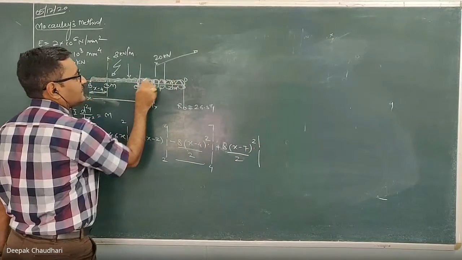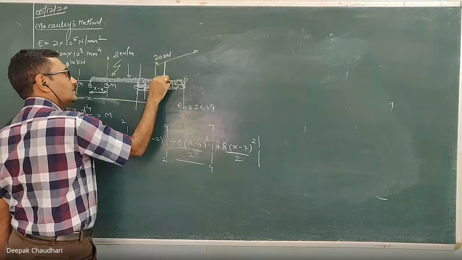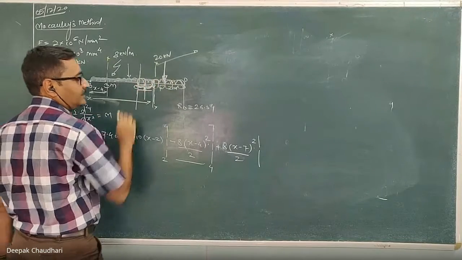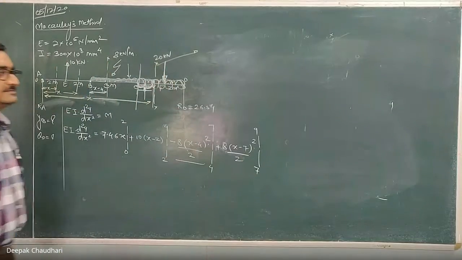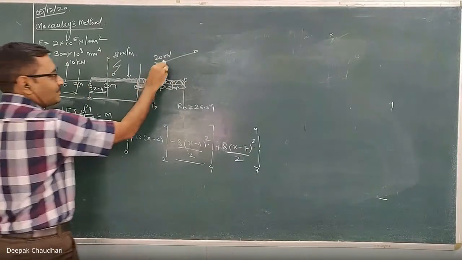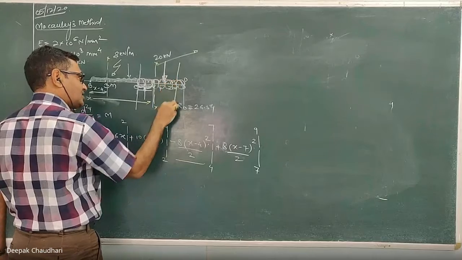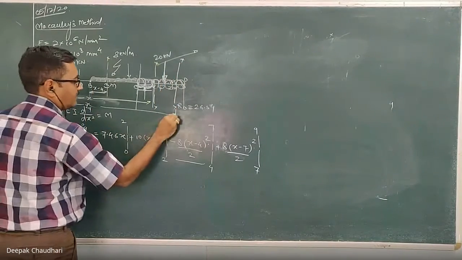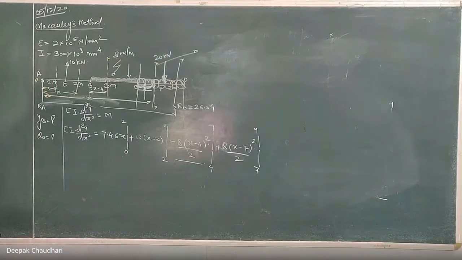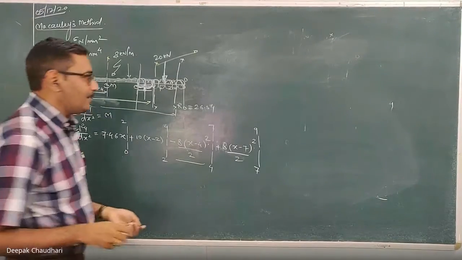This equation is valid up to this point load, meaning up to 9 meter. So this equation is valid from 7 to 9 meter. Now after this 20 kilonewton, let's take one last section, which is again at a distance of x from A, and let's write down the equation of the bending moment over here.